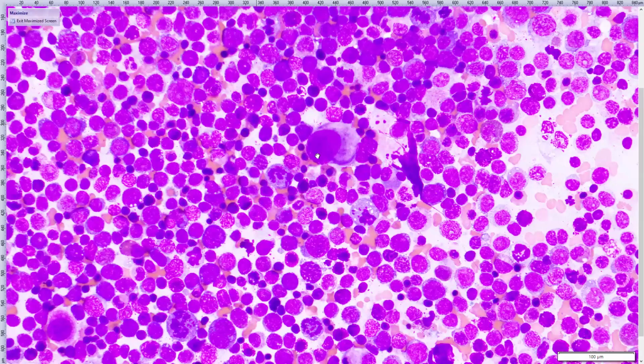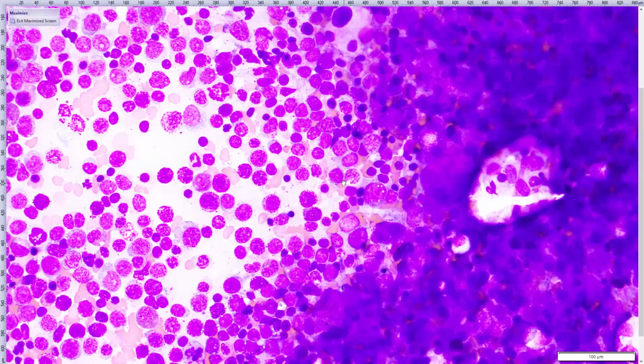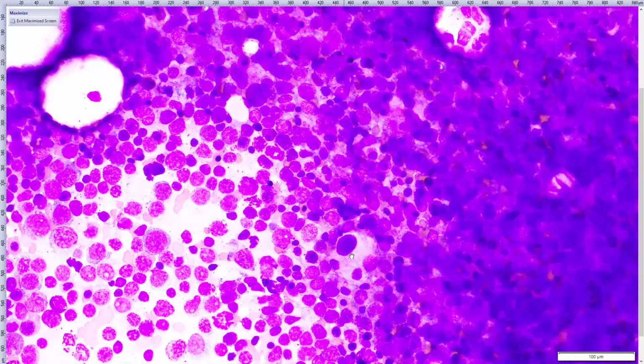This one here is another mononucleated megakaryocyte. So we do have an element of megakaryocytic dysplasia for sure. This one here is a micromegakaryocyte.